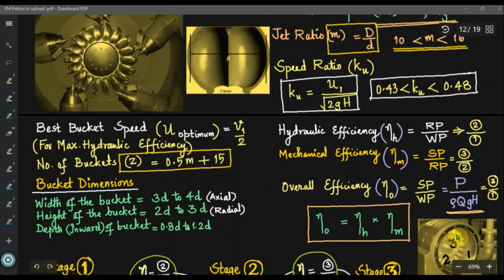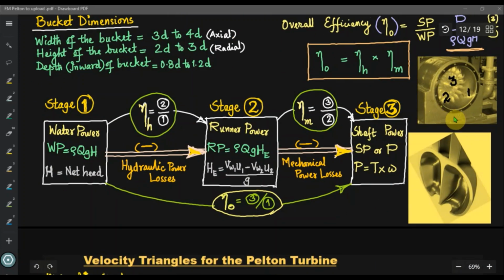Now we will discuss the various efficiencies of a hydraulic turbine. Consider this diagram. So I have indicated 1, 2 and 3. Here stage 1 is the turbine inlet. So the power associated with water at stage 1, that is water power, is given by rho Q G H, where H is the net head, Q is the flow rate or discharge handled by the turbine.